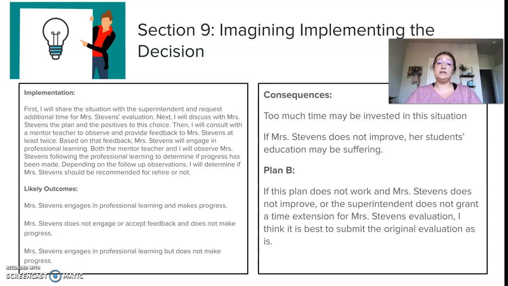Plan B. If this plan does not work and Mrs. Stevens does not improve or the superintendent does not grant a time extension for Mrs. Stevens' evaluation, I think it's best to submit the original evaluation as is.